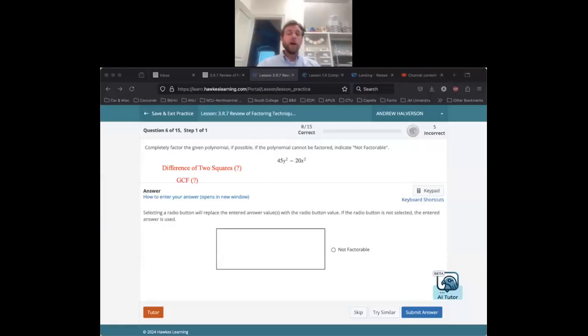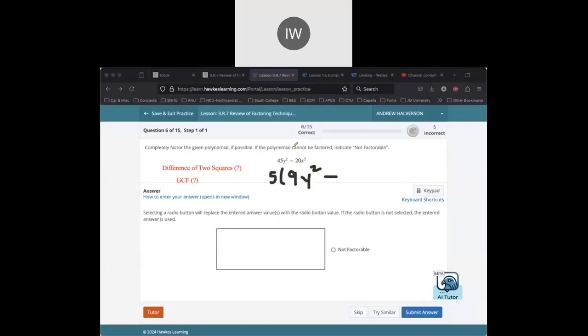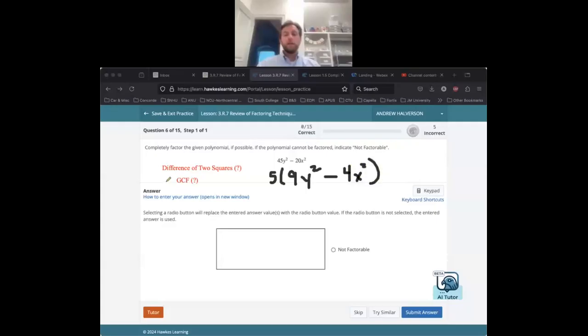So when we pull a 5 out, what does that give us? I pull a 5 from the 45y squared. 9. Remember, you divide, and so you get 9y squared, minus, pull a 5 from the 20x squared, 4, and don't forget your x squared, right? Now look inside. So yes, the GCF method, we could pull out a GCF.